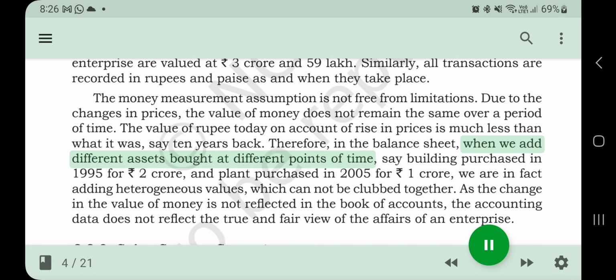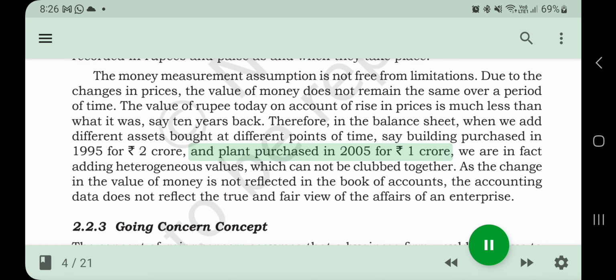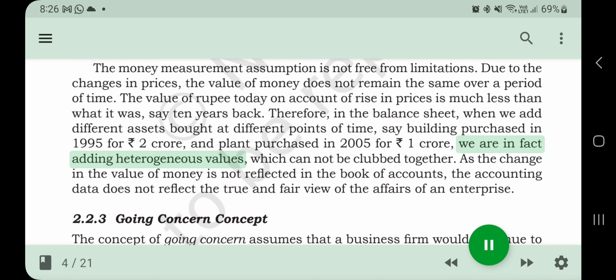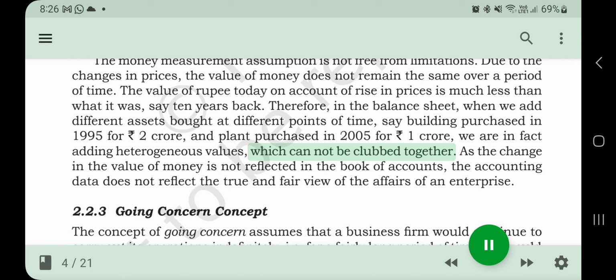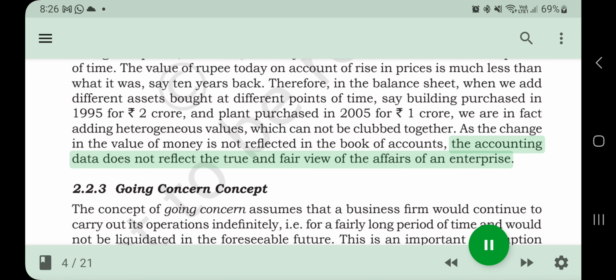Therefore, in the balance sheet, when we add different assets bought at different points of time, say building purchased in 1995 for 2 crore, and plant purchased in 2005 for 1 crore, we are in fact adding heterogeneous values, which cannot be clubbed together. As the change in the value of money is not reflected in the book of accounts, the accounting data does not reflect the true and fair view of the affairs of an enterprise.